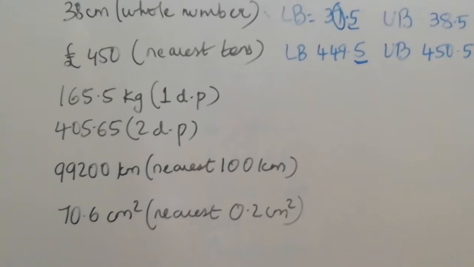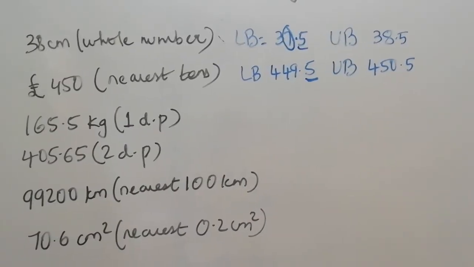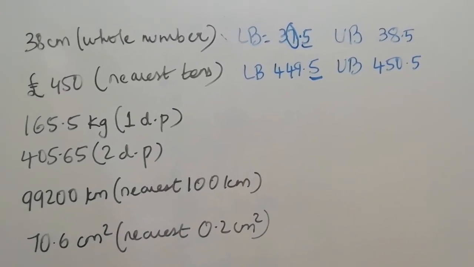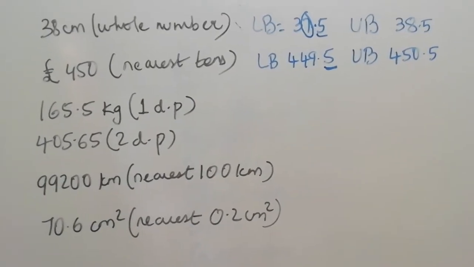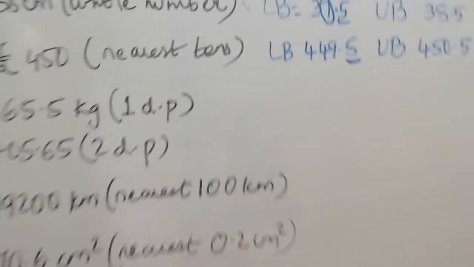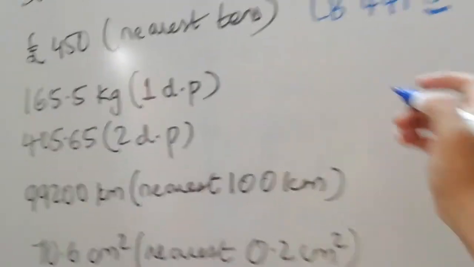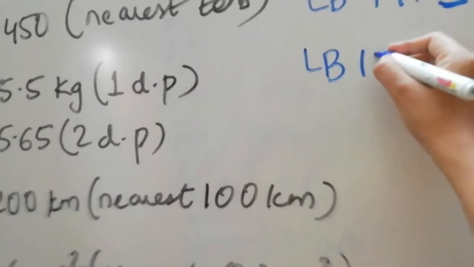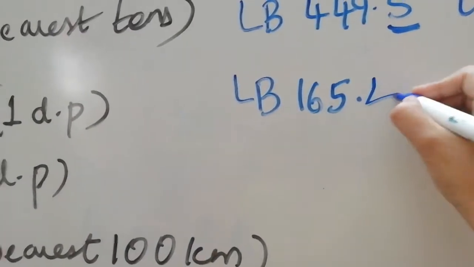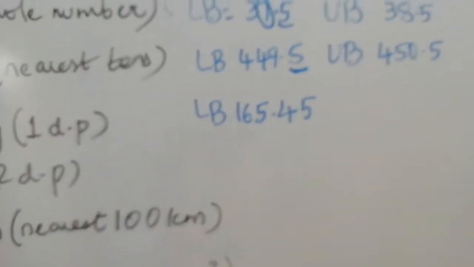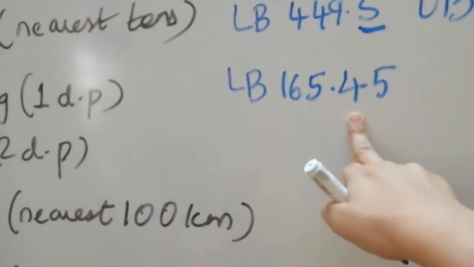Now 165.5 kg, to one decimal place. Basically we want the answer in one decimal place. So it is 165.50. What will be your answer? When you round this off, it should come to 165.5. So your lower bound will be 165.45. See, when you round this off, this will become 165.5.